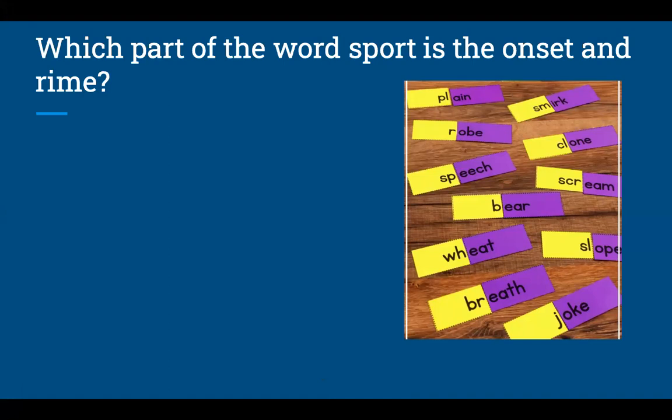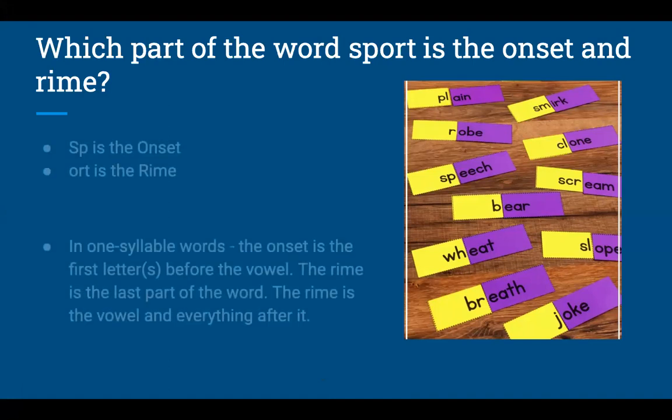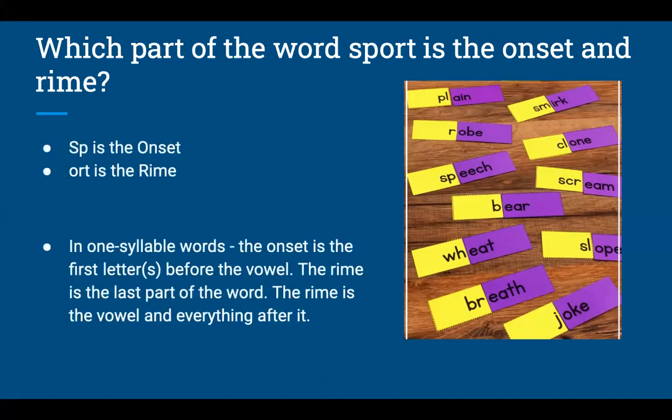So we left off in the first session talking about onset and rhyme. This is just a review question. Which part of the word sport is the onset and which is the rhyme? The sp is the onset and the ort is the rhyme.